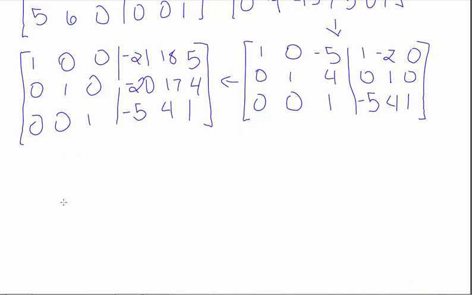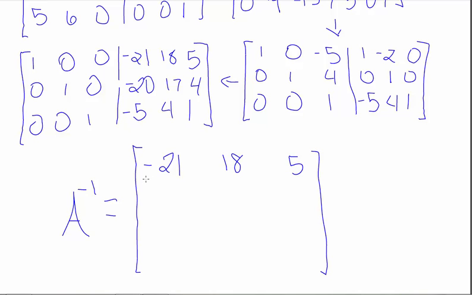So now I have the inverse. A inverse is -21, 18, 5, -20, 17, 4, -5, 4, 1.